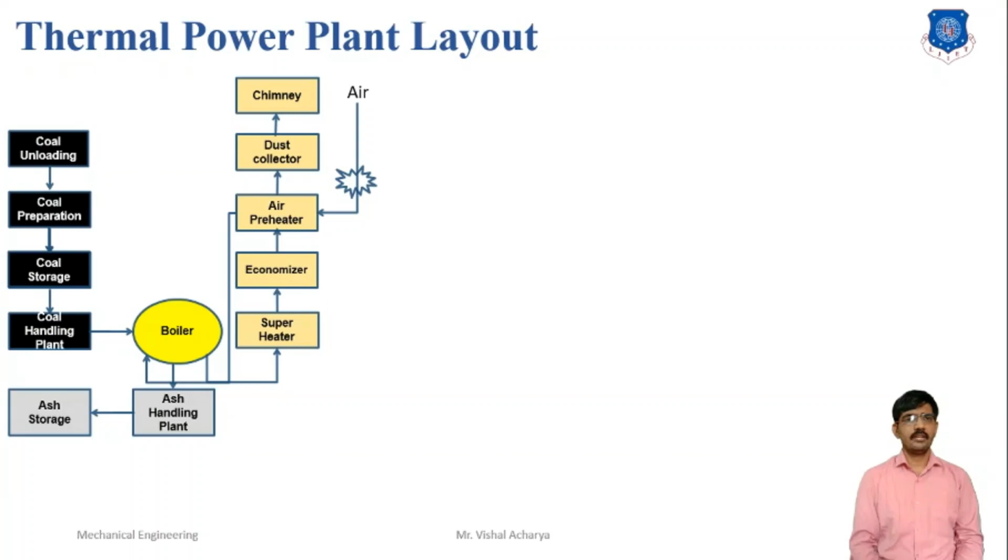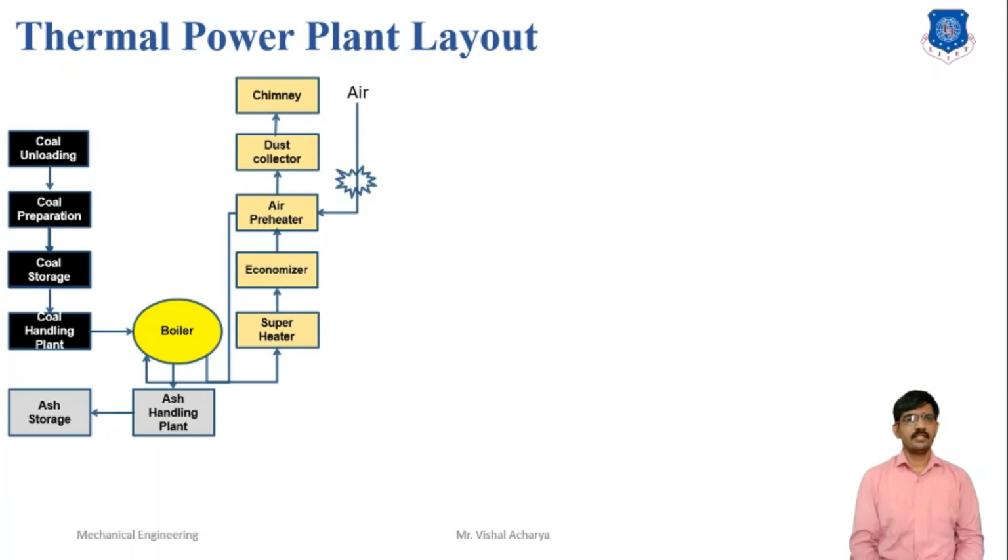This is the entire arrangement for the hot gas and air circuit. First, air enters from the atmosphere to the air filter, to the boiler. This is the air circuit. Hot gases are produced in the boiler and transferred to the superheater, then to the economizer, economizer to the air preheater, air preheater to the dust collector, dust collector to the chimney, and chimney to the atmosphere. This circuit is the hot gases circuit.